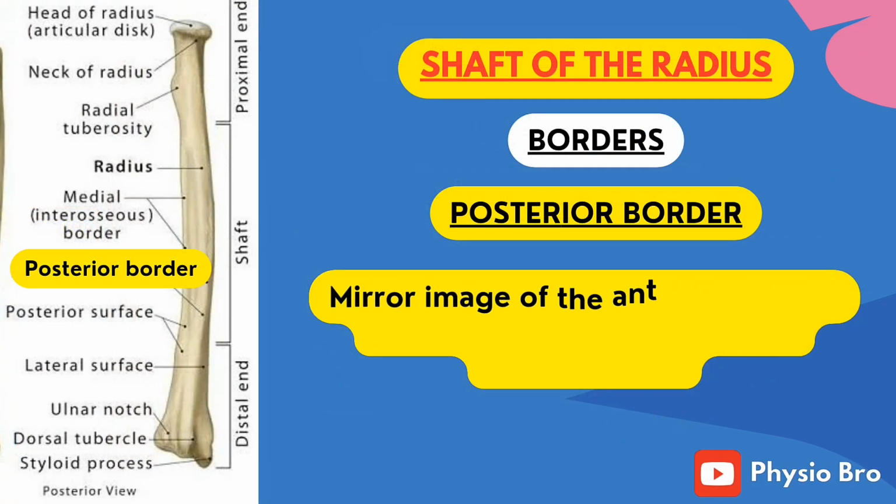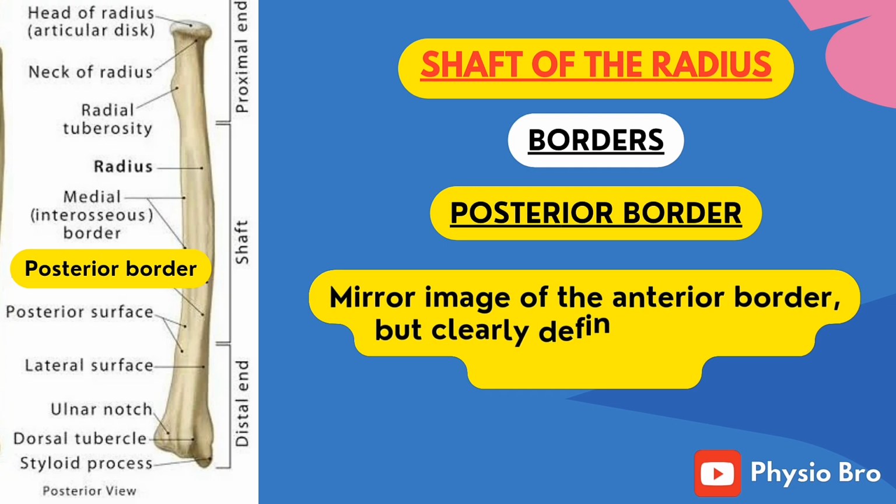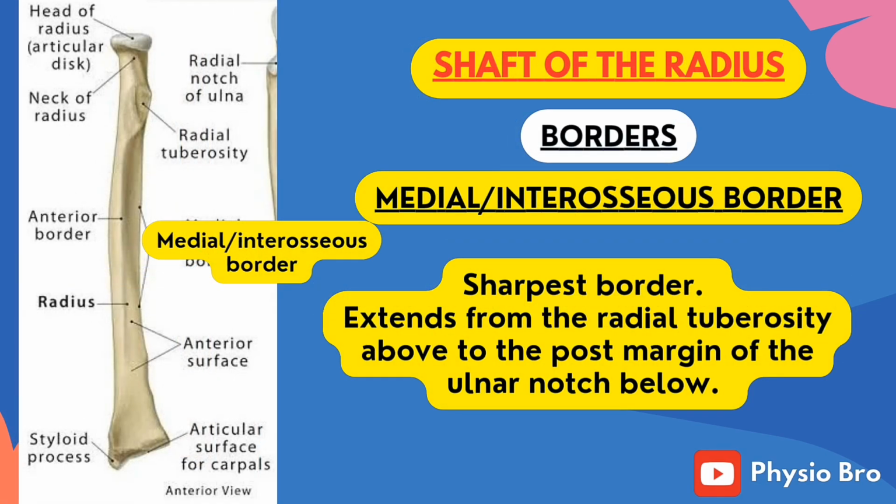The posterior border of the radius is a mirror image of the anterior border, but clearly defined only in its middle one-third of the shaft. The medial or interosseous border is the sharpest border. It extends from the radial tuberosity above to the posterior margin of the ulnar notch below.